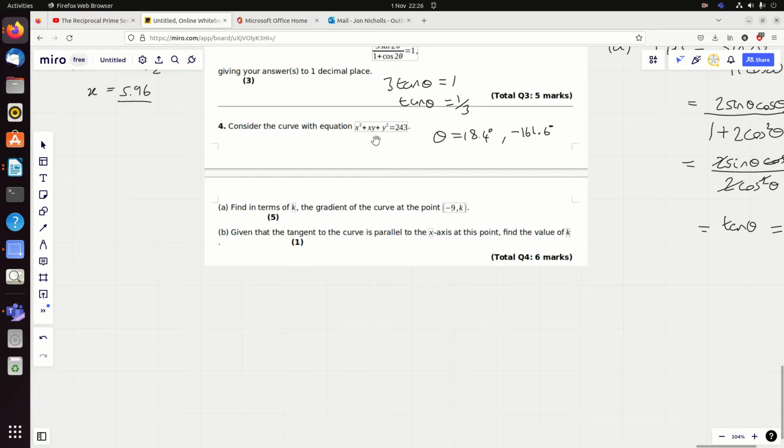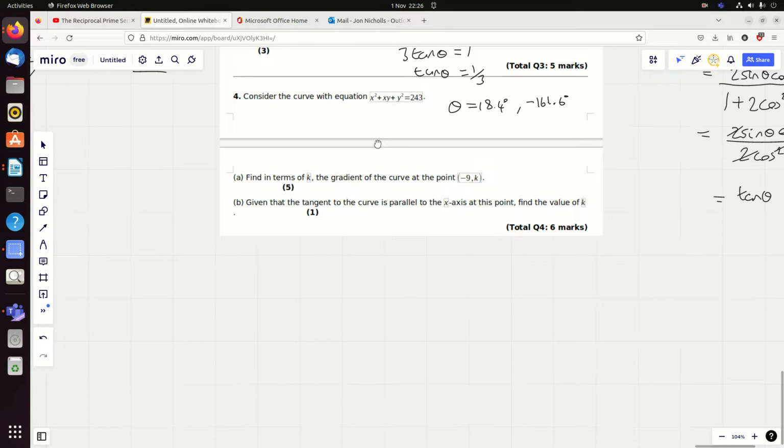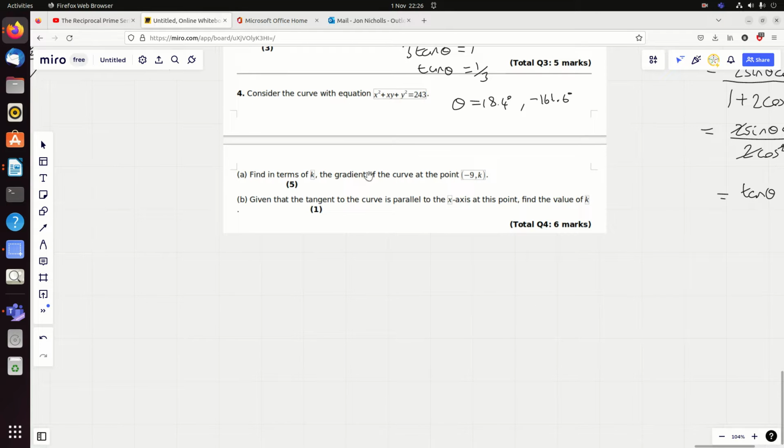Okay, consider the curve with equation x squared plus xy plus y squared is 243. This looks like implicit differentiation. Straight away I'm thinking probably implicit differentiation. Sure enough, they've asked for the gradient, and so we're going to have to differentiate it.